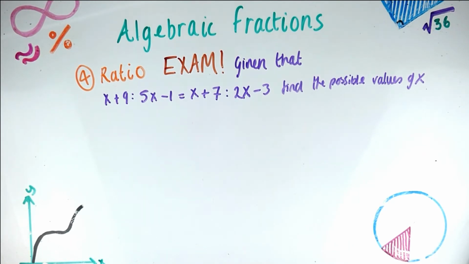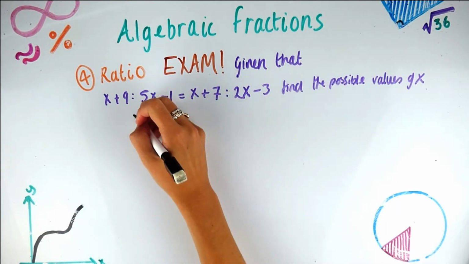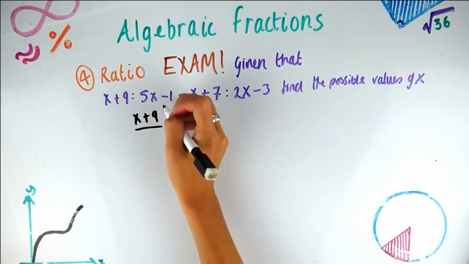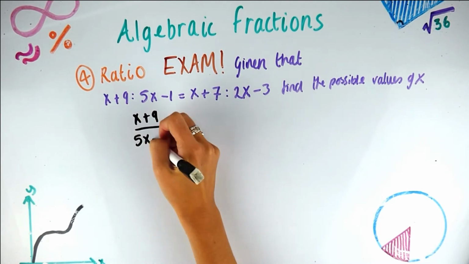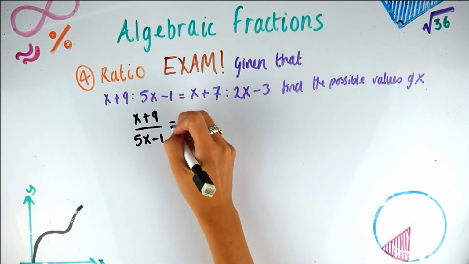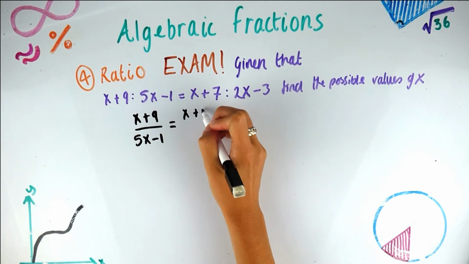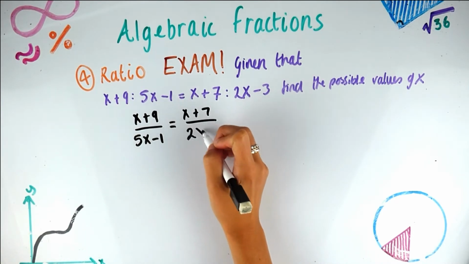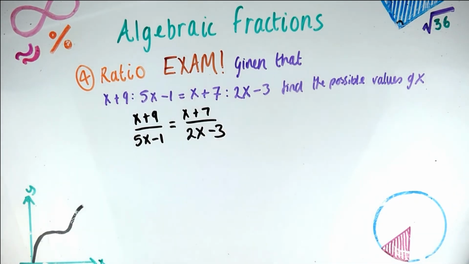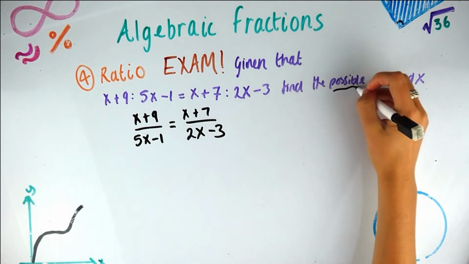As we've kind of seen by simplifying, ratios are a lot like fractions. So the way you do this question is you write x plus 9 divided by 5x minus 1 is equal to, keep the equal sign, and then do the same on this side, x plus 7 divided by 2x minus 3. And now you just solve that equation and find x, and that will give you the possible values for x.